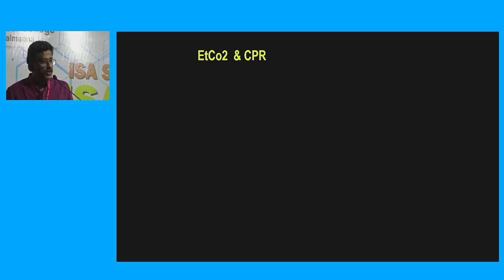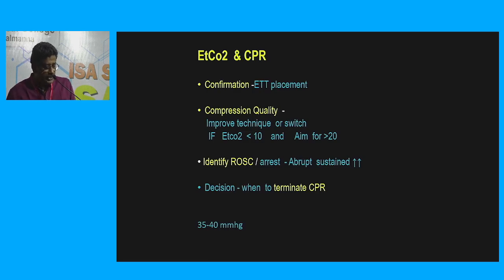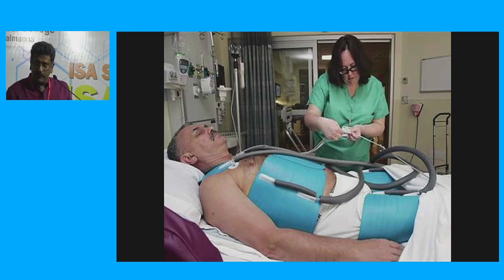There's one more use, which is not FDA approved. That is, you can predict the death of the patient, the decision of when to terminate the CPR. If it is less than 10 for more than 20 minutes with non-shockable rhythms like asystole or PEA, you can terminate. So that is the fourth one which you should all know, and he has already said what the normal value is.